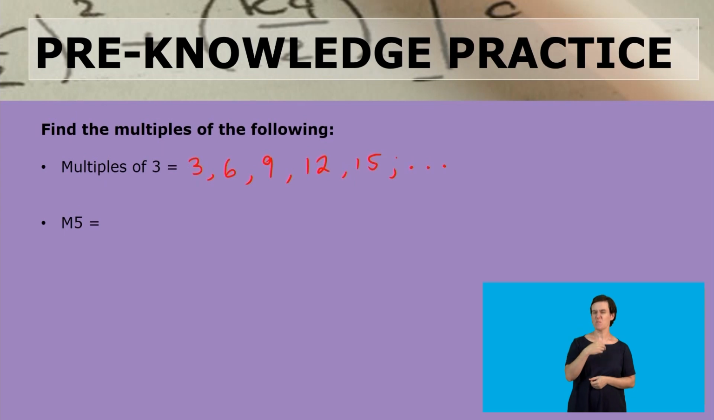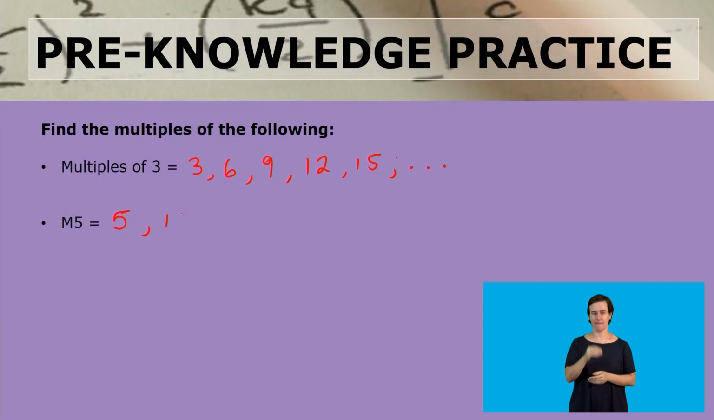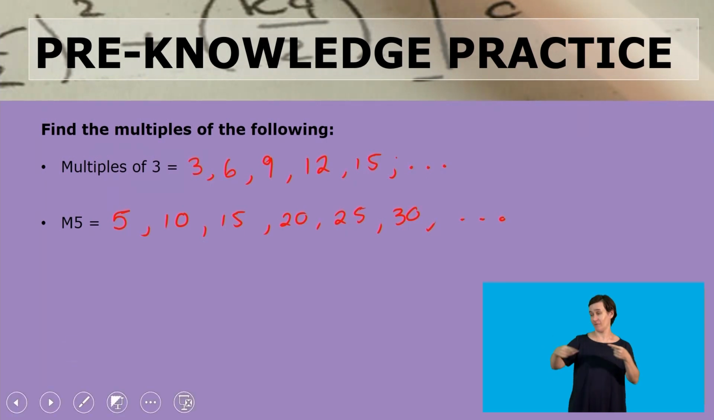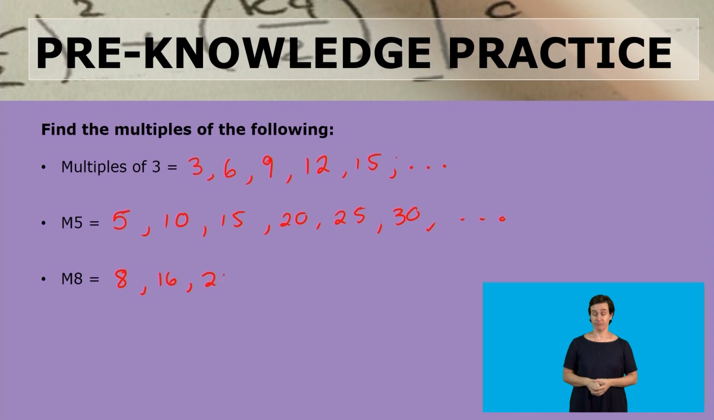Let's list the multiples of the next number. So I'm going to use M to represent multiples. Let's list the multiples of 5. So as we did with the 3s, that is just counting in 5s. So we are going to list those multiples: 5, 10, 15, 20, 25, 30, and you can continue with that list indefinitely. Let's list the multiples of 8. 8, 16, 24, 32, and you can continue with that list indefinitely.